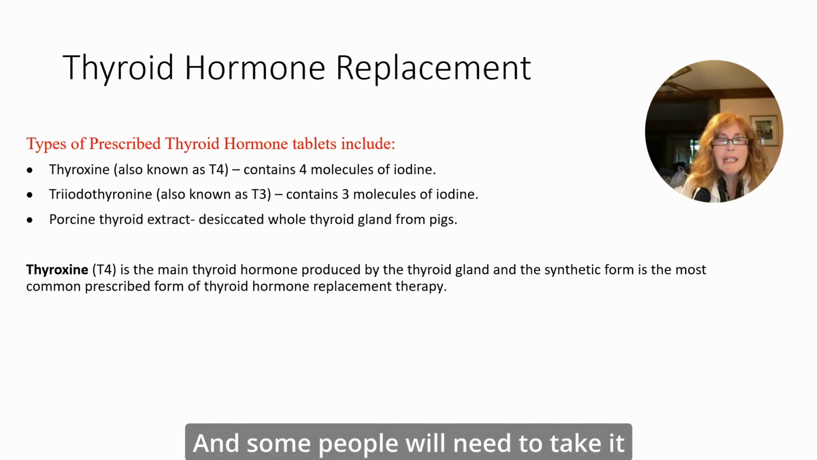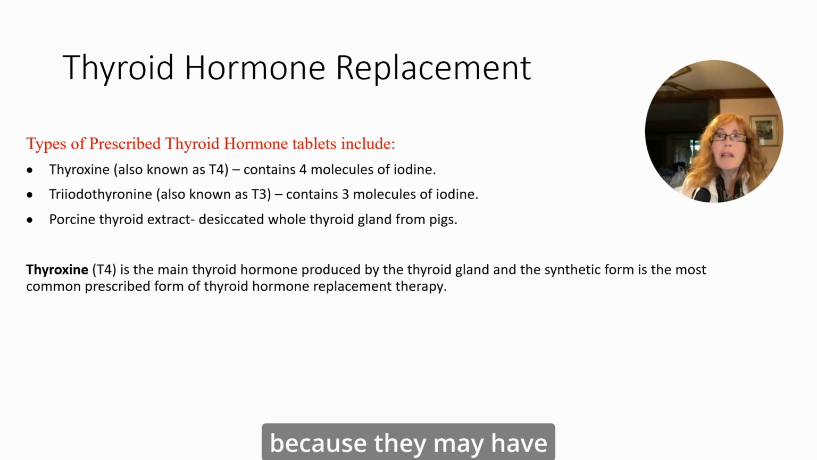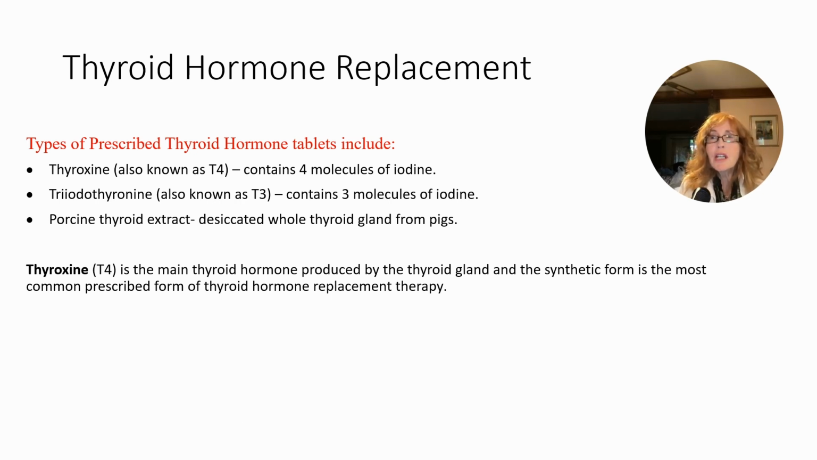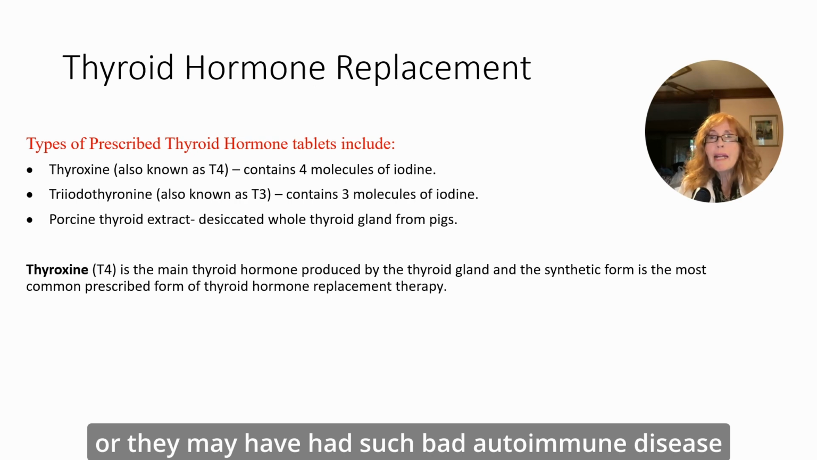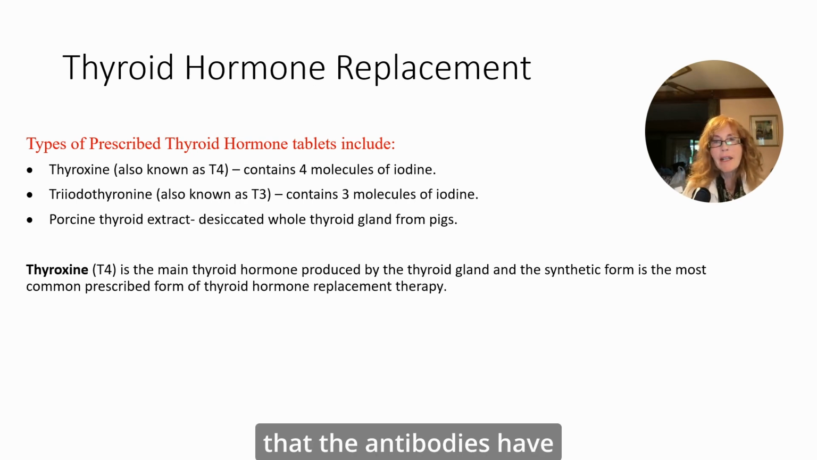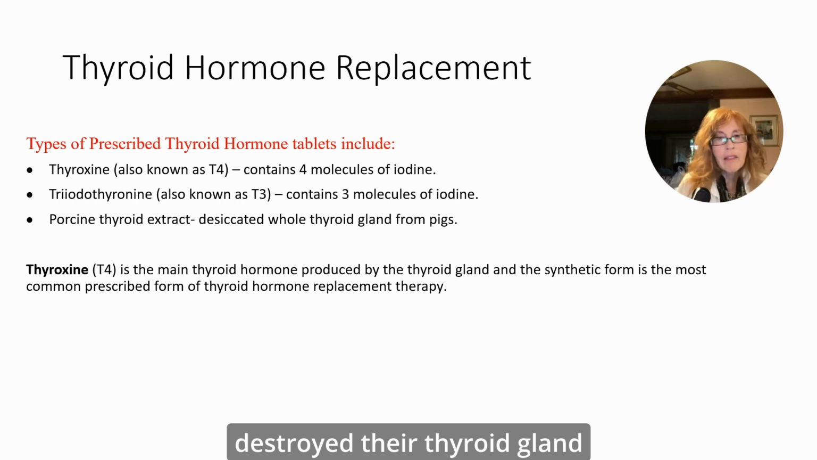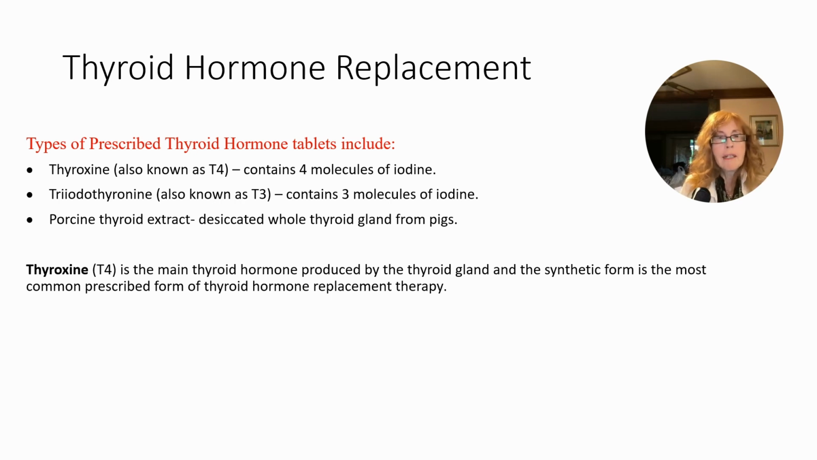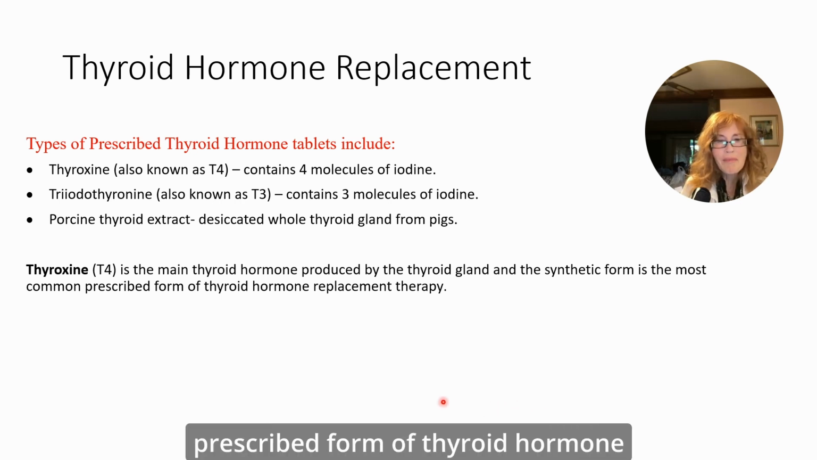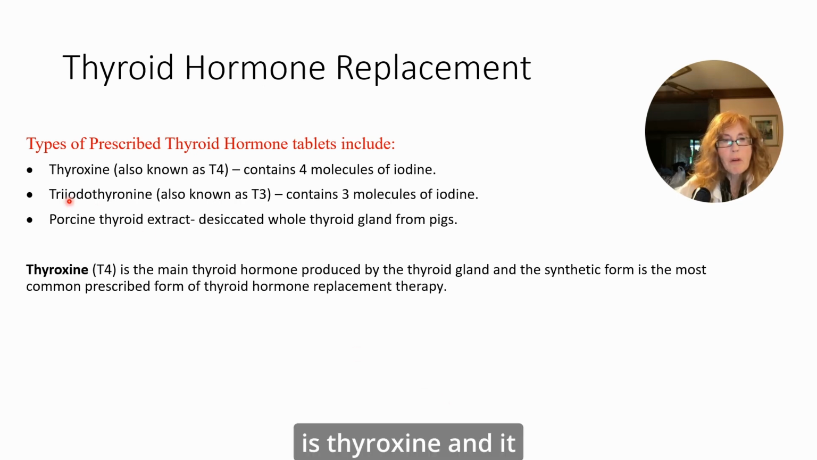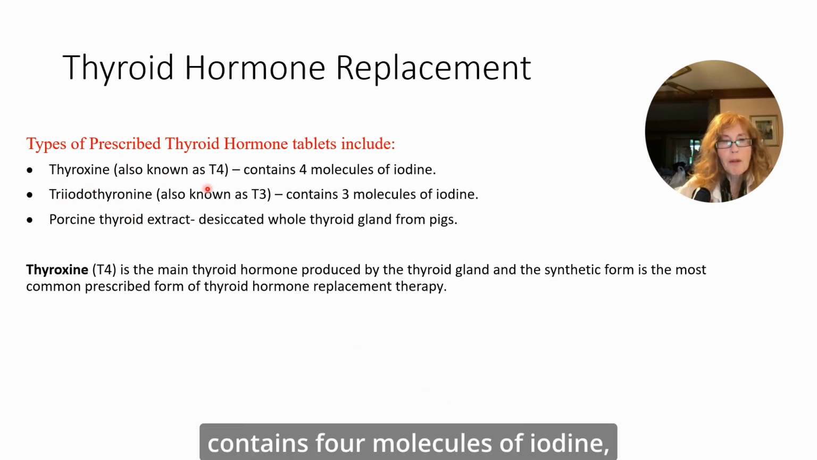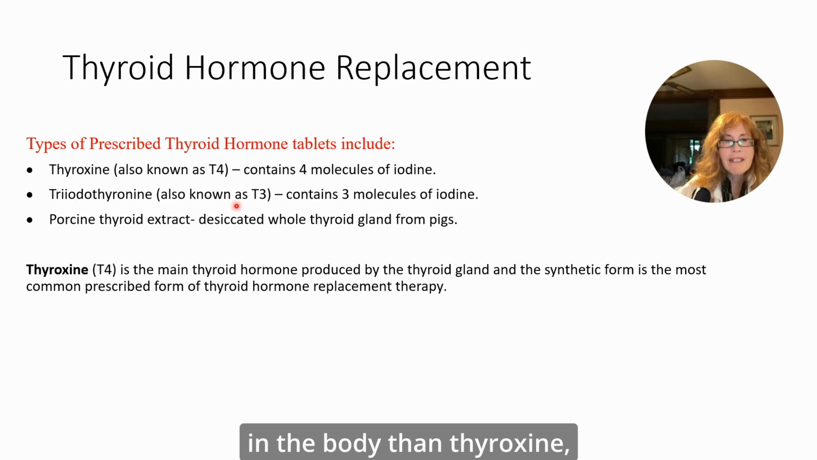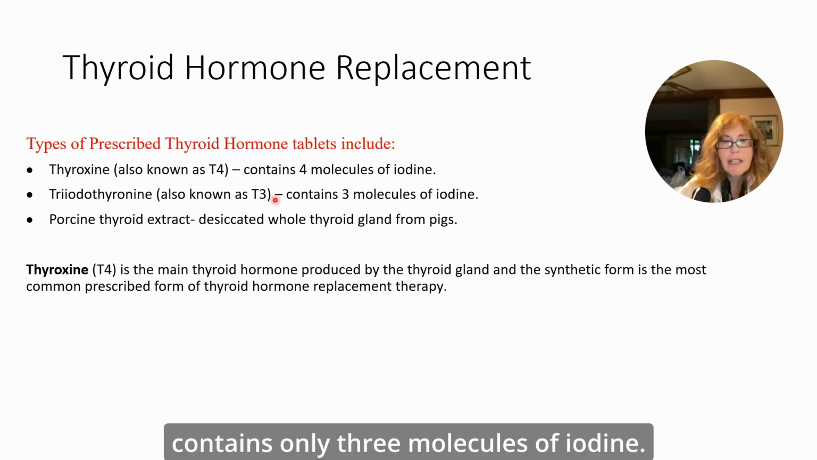And some people will need to take it for the rest of their life because they may have lost their thyroid surgically, or they may have had such bad autoimmune disease that the antibodies have destroyed their thyroid gland to such a degree that it can never make adequate thyroid hormone again. So the most commonly prescribed form of thyroid hormone is thyroxine, and it contains 4 molecules of iodine. T3, which is much more active in the body than thyroxine, contains only 3 molecules of iodine.